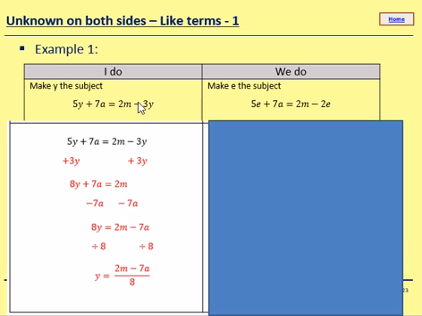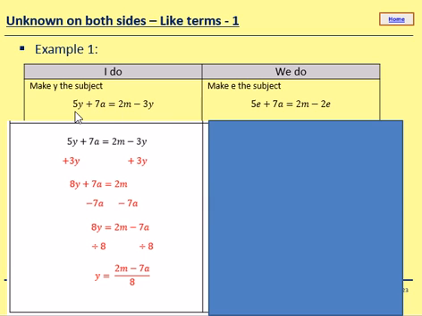First things first, we want to get all the y's on one side. So we want to get rid of this negative 3y. What I'd recommend is look at both sides and decide which side has the higher number of y. This side has 5y, this side has negative 3y. Clearly the side with 5y has more y, so I'm going to get the y's on that side.